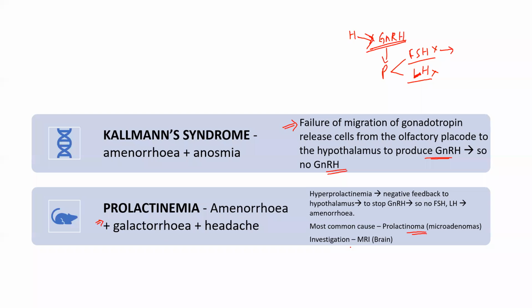And how do we investigate it? We have to do an MRI of the brain. So we have Kallmann syndrome as well as prolactinemia. The end product is no gonadotropin-releasing hormone, and thus no LH, no FSH, and finally we have amenorrhea.